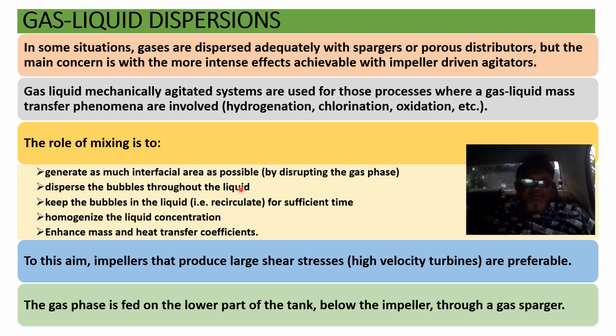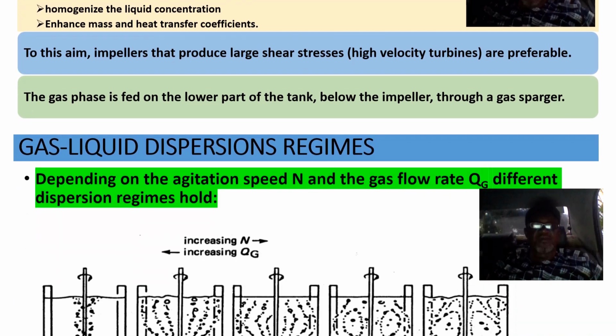To disperse the bubbles throughout the liquid, keep the bubbles in the liquid for sufficient time, homogenize the liquid concentration, enhance mass and heat transfer coefficients. So to this aim, impellers that produce large stress, that is high velocity turbines, are the ones recommended.